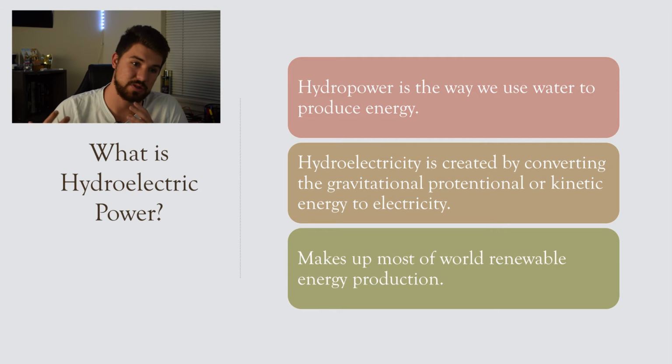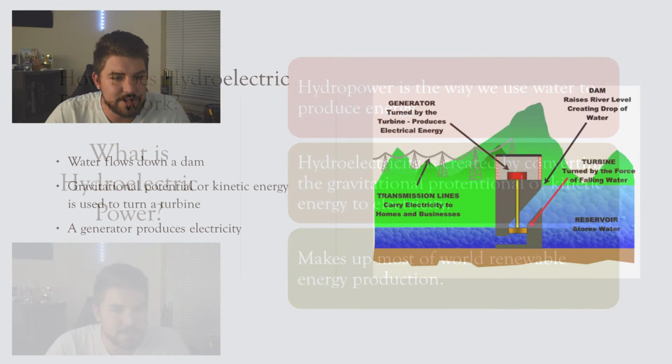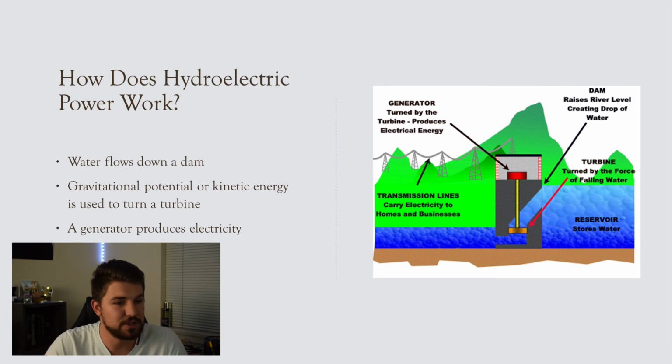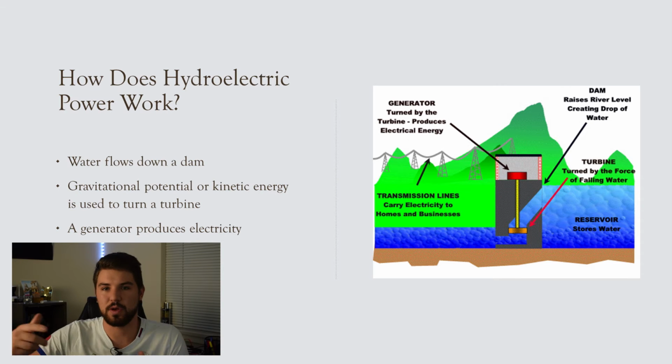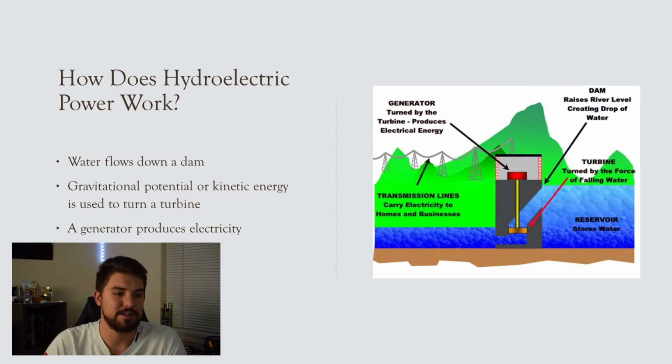Now you can see this little picture I have here, this little GIF that shows basically a dam on a river. The water flows through the dam, and then the gravitational potential energy and the kinetic energy of that water basically spin a turbine, just like old wheel wells used to do, and a generator produces the electricity.